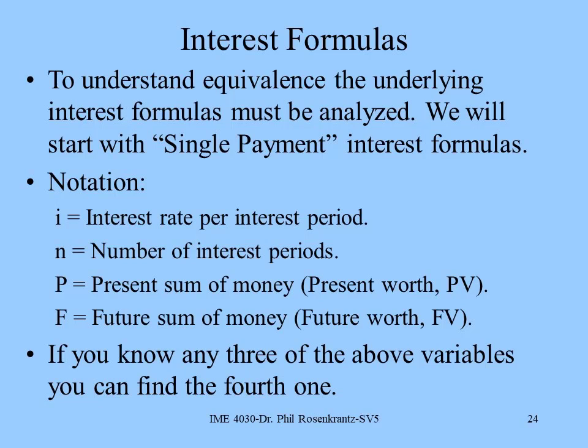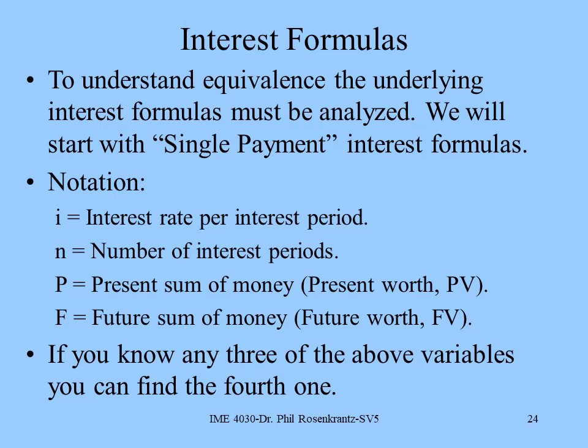Also, we use the single letter capital P to represent the present sum of money. That's sometimes called the principal. It's sometimes called present worth. It's sometimes called present value or PV. I mention PV because some of you have calculators that actually have buttons on them for calculating PV. That's the same as P. Then F, the future sum of money, or future worth, or future value.